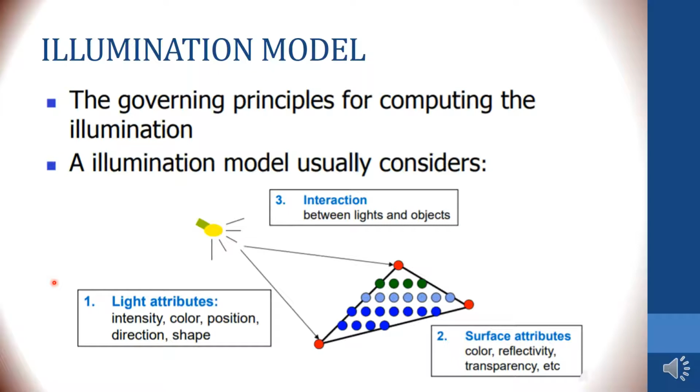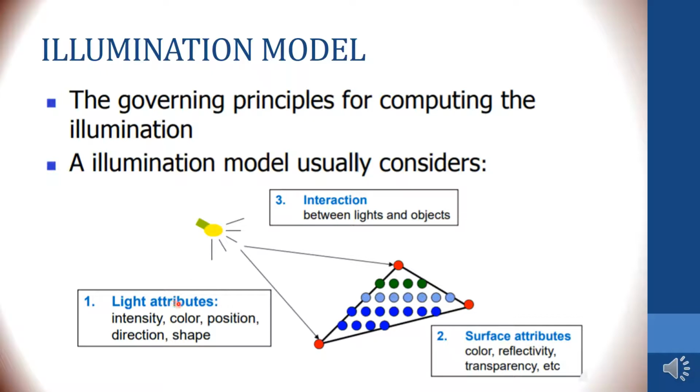There are three components of illumination models. Basically, an illumination model usually considers first the light attributes. Examples of light attributes are the intensity, the color, the position, the direction and the shape. So this is the first component, the light attributes.